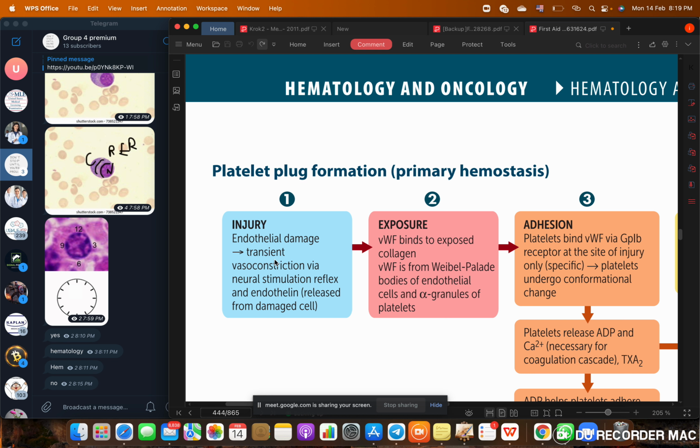So they write a transient vasoconstriction via neuronal stimulation reflex, and the endothelin, which is released from the damaged endothelial cells. Both of these are vasoconstrictors, which basically lead to contraction of the smooth muscle, decreasing the diameter of the vessels, which is a really good thing to decrease the blood loss.